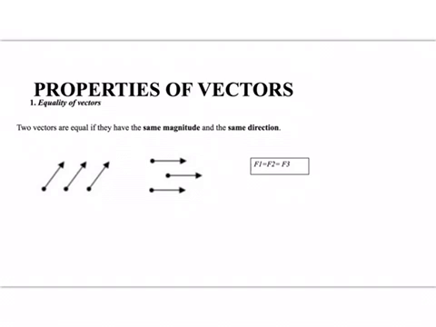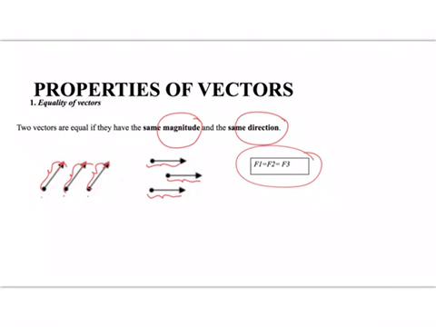The properties of vectors. 1. Equality of vectors. Two vectors are equal if they have the same magnitude and the same direction. So you see here that we have three forces. They have the same length and the same direction, so they are equal. These three vectors also have the same magnitude and direction, so these three vectors are equal.